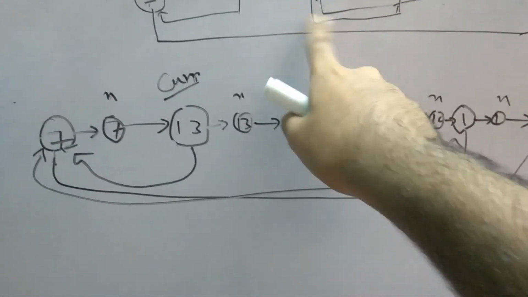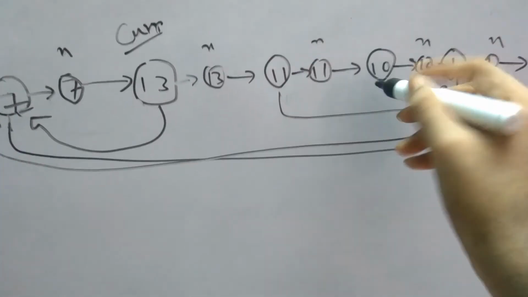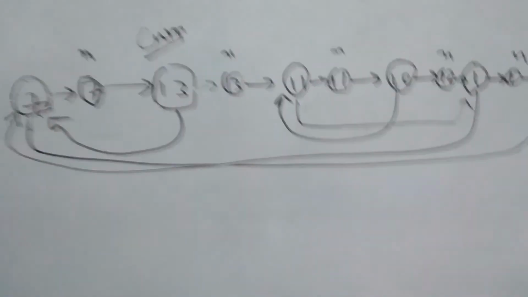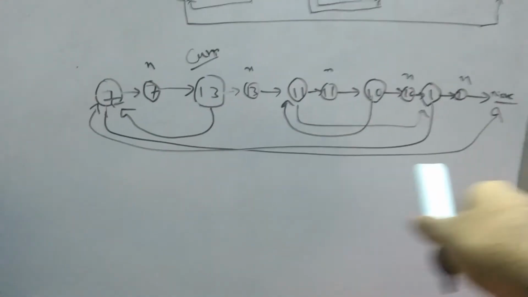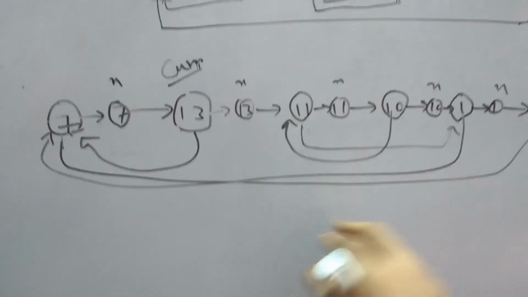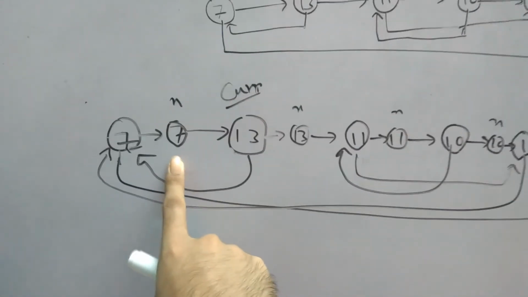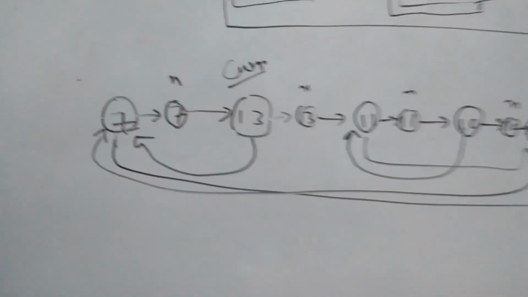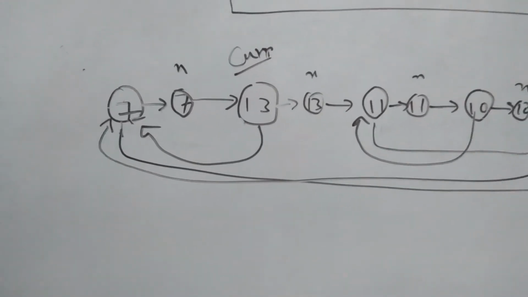This 10 is connected to 11, this 10 is connected to 11. So this is how all the random pointers are already connected. So now what we have to do is basically connect the random pointers of these new nodes. How are we going to connect the random pointers of these new nodes?